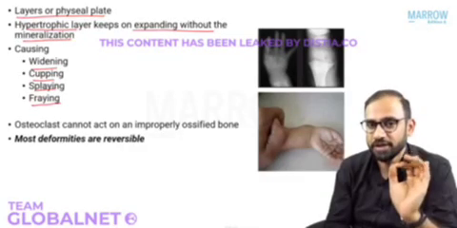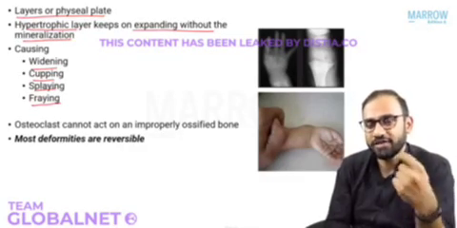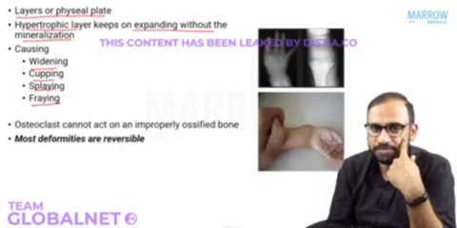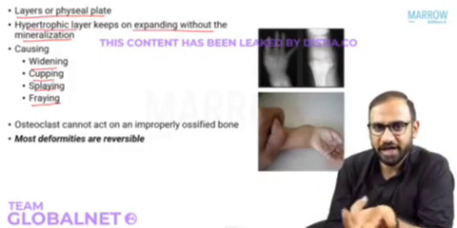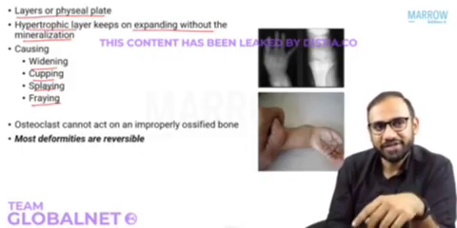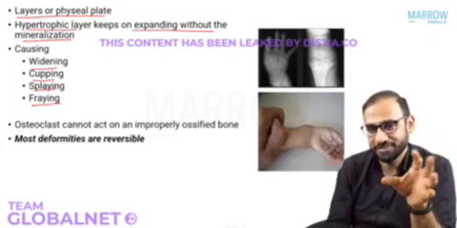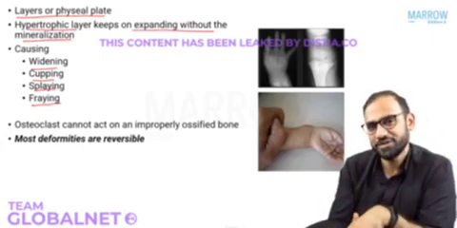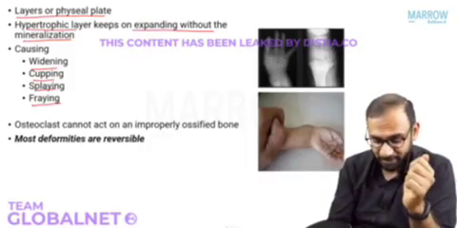Because osteoclast, remember, can only act on normal bones. It cannot act on bones that are deficient in mineral or are abnormal. Okay? It cannot. Because it doesn't understand it to be a normal bone. So these swellings in patients with rickets will disappear upon treatment with vitamin D. So most of the deformities that you will read in patients with rickets are reversible upon treatment. So please keep that in mind.